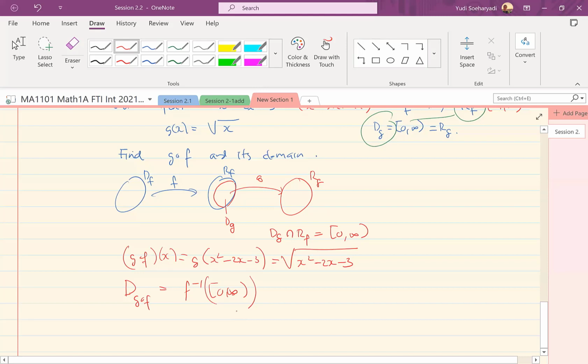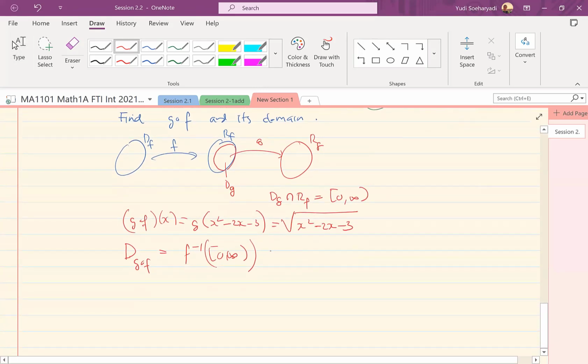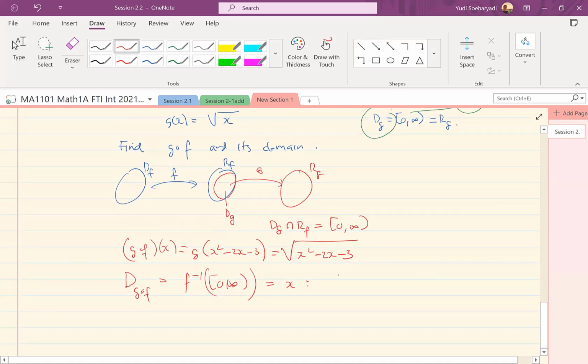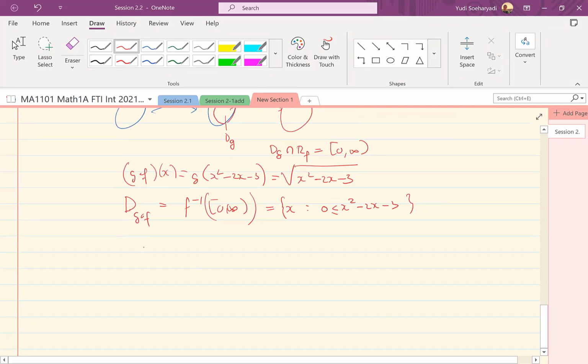Okay, so this is the pre-image. This basically tells you that f of x squared minus 2x minus 3 is between 0. Yes, that's the thing. Okay. All right, so this is what we deal with.